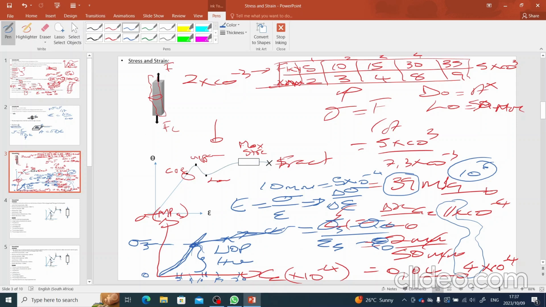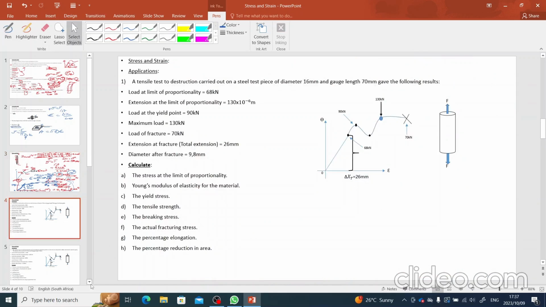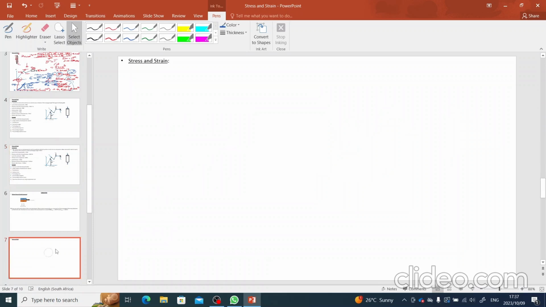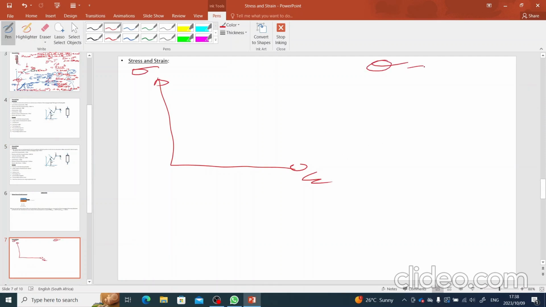Now, secondly, another thing that you need to know: they can ask you to calculate the force graph. Now, we are having stress and strain. How do we calculate the stress? It is force over area. How do we calculate the strain? It is the change in length over original length. Now, they can ask you to plot the force graph and change graph.